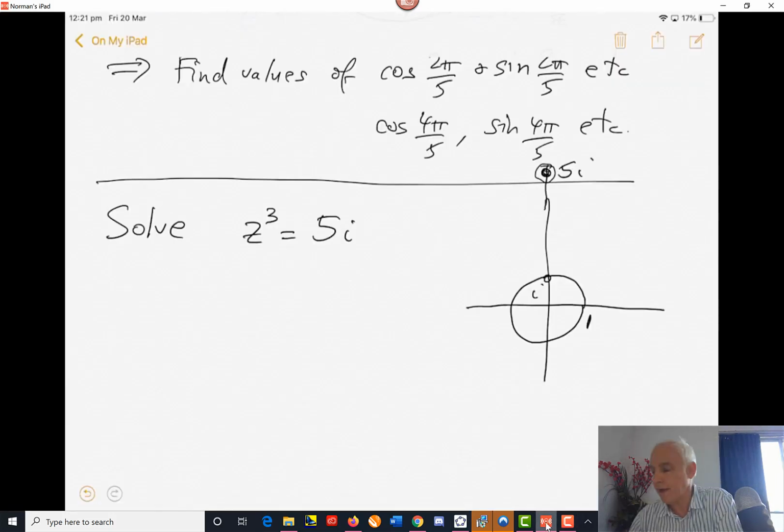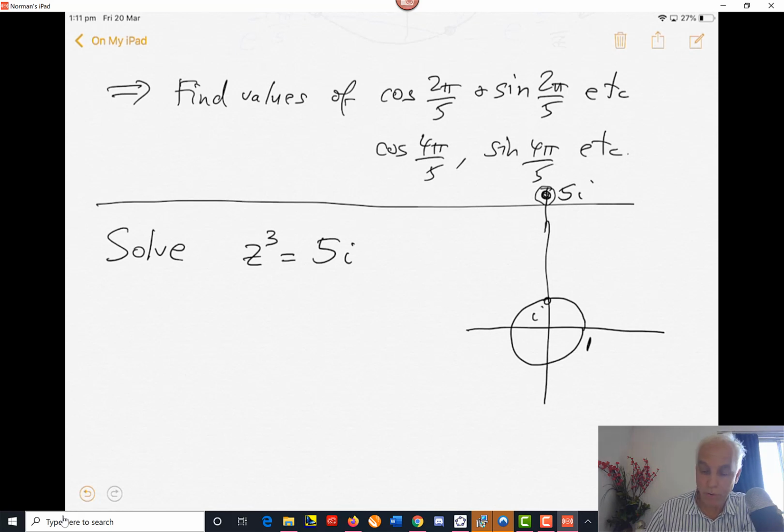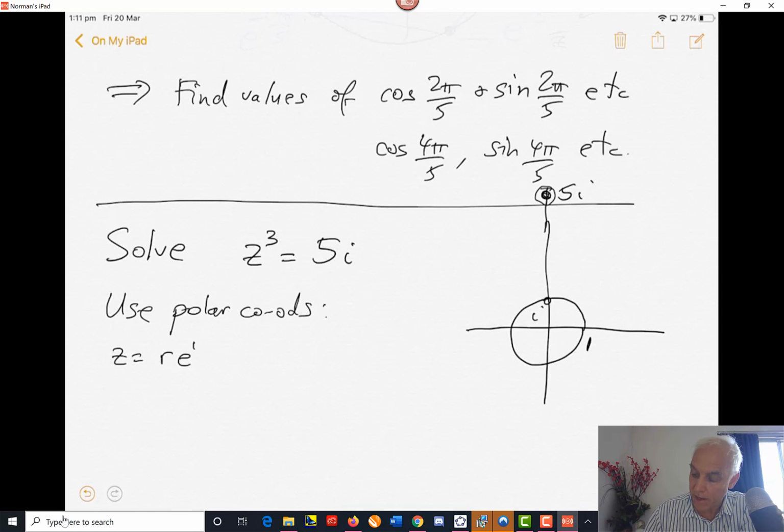Okay, so we'll go back here, and we are going to approach this with polar coordinates. So we let z be r e to the i theta. And we also write 5i in polar coordinates. The modulus of 5i is 5, and the angle is pi by 2. So it's e to the i pi by 2.